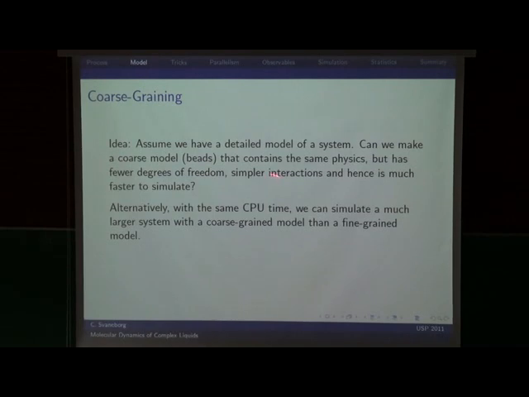On the other hand, we get a model that allows us to simulate a very big system, so we can talk about elastic properties, for instance. We cannot talk about elastic properties of a single molecule. We need thousands and thousands of molecules interacting with each other to create a small piece of material that we want to study.